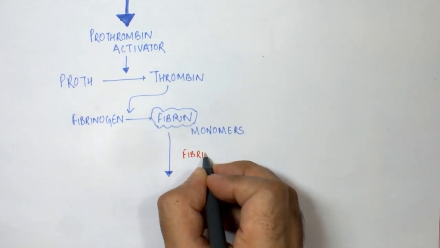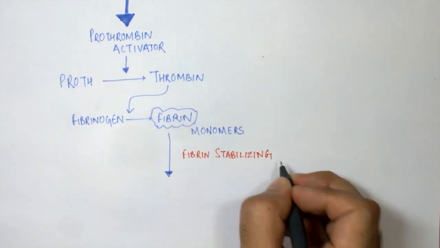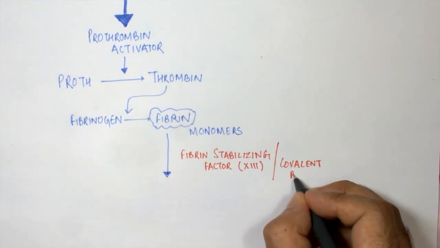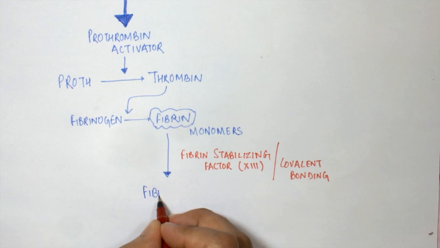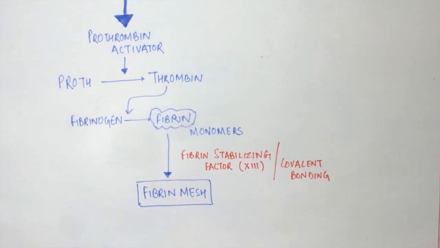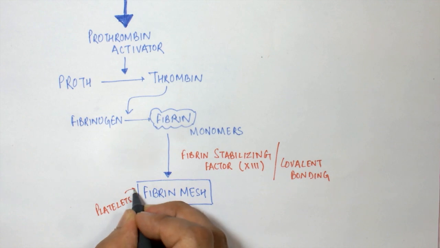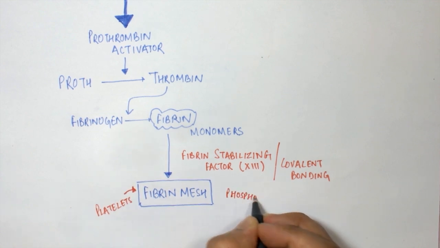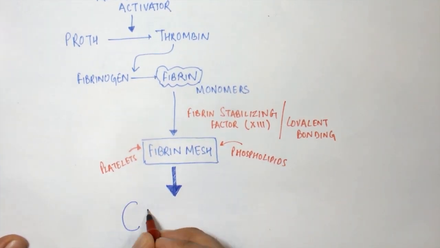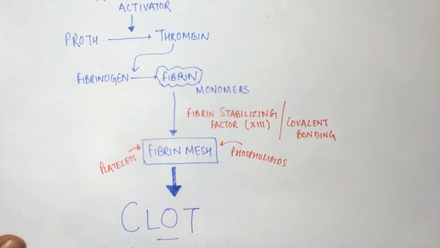So the fibrin stabilizing factor, which is factor number 13, acts upon the fibrin monomers and forms a lot of covalent bonds between the fibrin monomers. And this leads to the formation of a fibrin mesh. And this mesh attracts platelets, phospholipids, and forms a stable blood clot, which causes hemostasis. So this was pretty much all about the coagulation cascade.